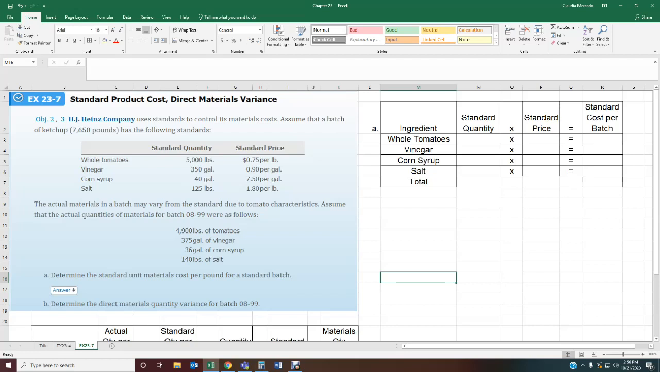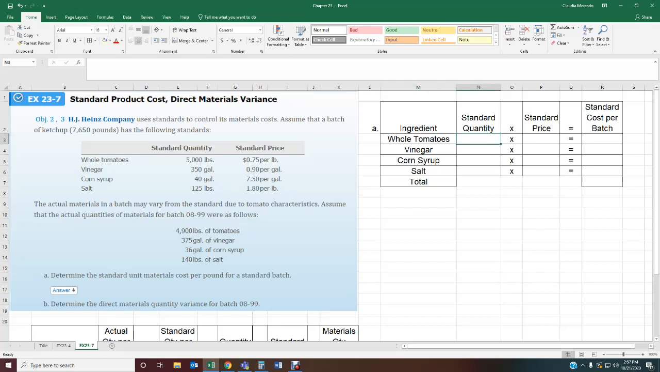Okay, so I've set up a little template over here just to simplify things for us. I've listed the ingredients. So we have whole tomatoes, vinegar, corn syrup, and salt. Now the computation to calculate my standard unit materials cost per pound is as follows. I'm going to have my standard quantity times my standard price equals my standard cost per batch. Once I figure out my standard cost for each of the ingredients, I can get my total cost and then divide that by my batch total, which is the 7,650 pounds of ketchup that I'm producing.